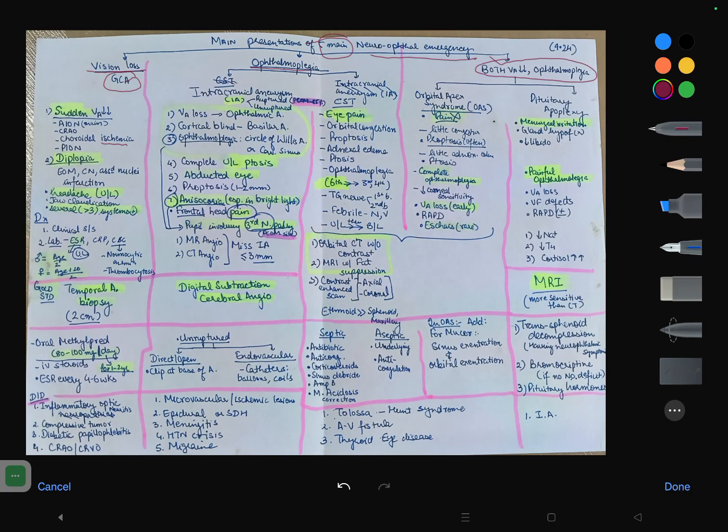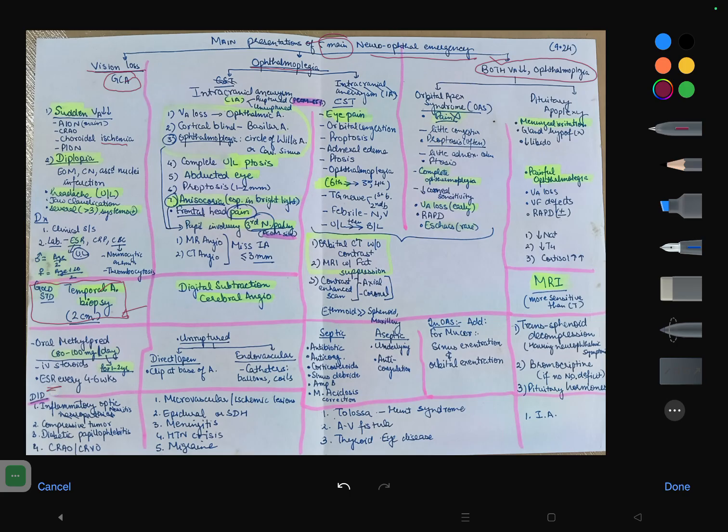The gold standard to diagnose giant cell arteritis is a temporal artery biopsy, and the size of this temporal artery biopsy should be minimum 2 centimeters so that we can account for any skip lesions. When the giant cell arteritis is diagnosed on biopsy, we have to start the patient on oral methylpred at full dose, that is 80 to 100 milligram per day, and this dose might be needed for around 1 to 2 years also. And we have to start on IV steroids in pulse dose in between.